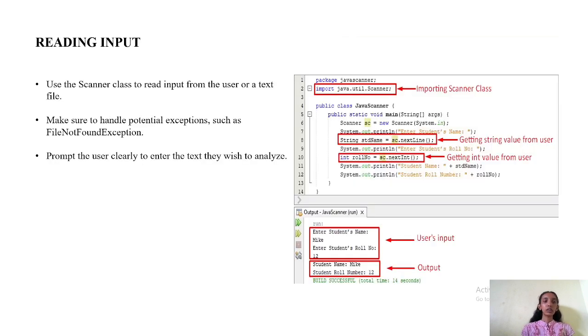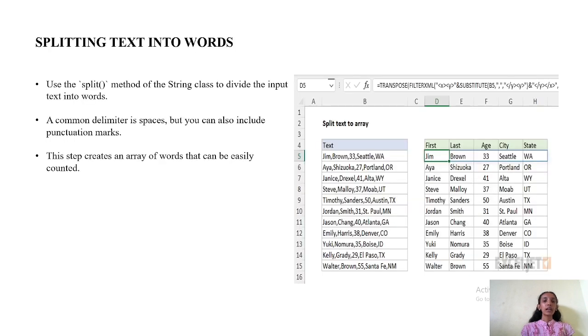Now after this we have to read the input. Use the Scanner class to read the input from the user or a text file. Make sure to handle potential exceptions such as FileNotFoundException. Then we have to prompt the user clearly to enter the text they wish to analyze. And now we are going to split the text into words.